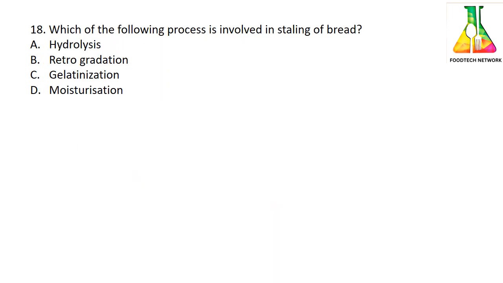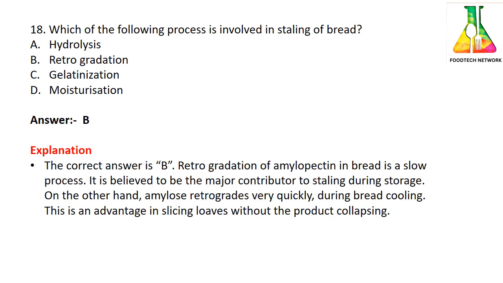Now, question number 18. Which of the following processes is involved in staling of bread? Option A hydrolysis, option B retrogradation, option C gelatinization, and option D moisturization. So B, that is retrogradation. Retrogradation of amylopectin in bread is a slow process. It is believed to be the major contributor to staling during storage. On the other hand, amylose retrogrades very quickly during bread cooling. This is an advantage in slicing loaves without the product collapsing.